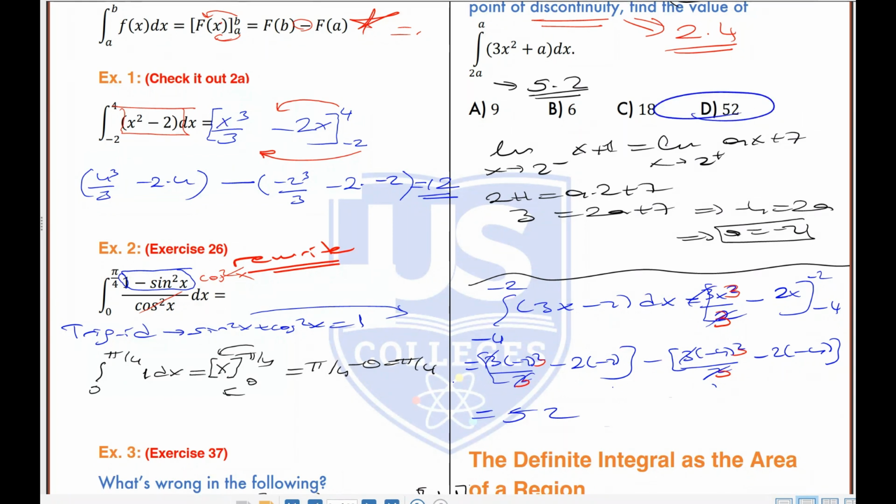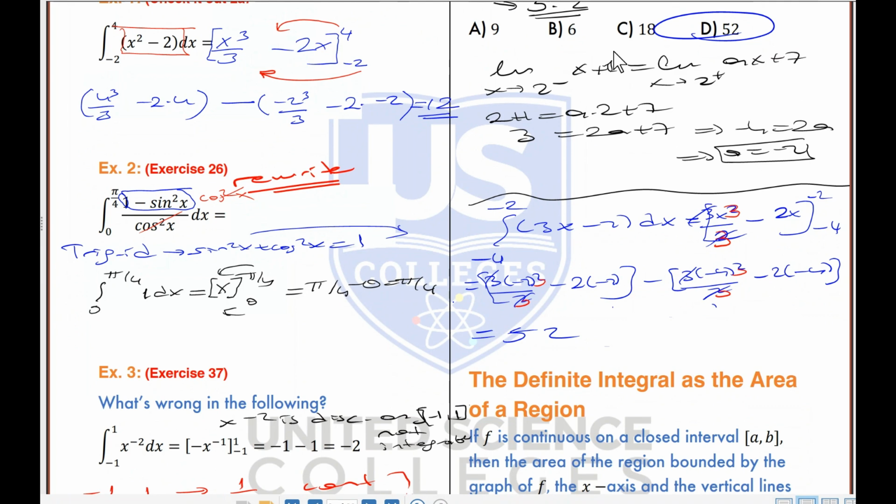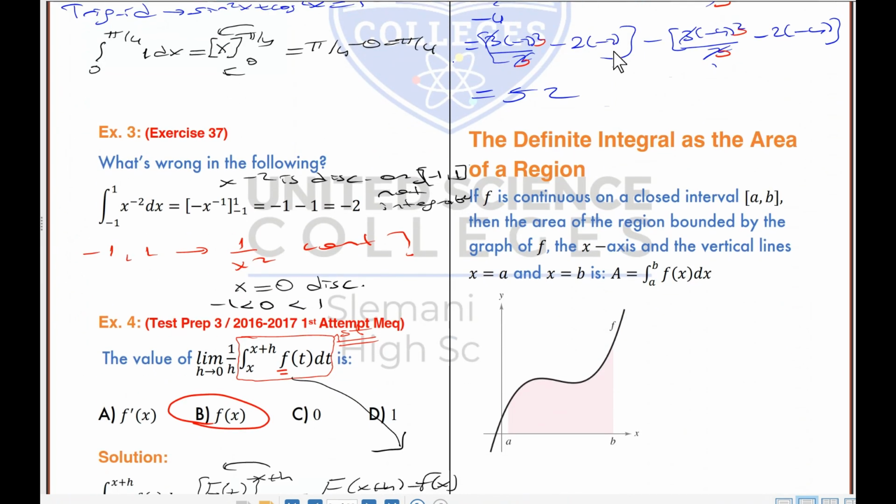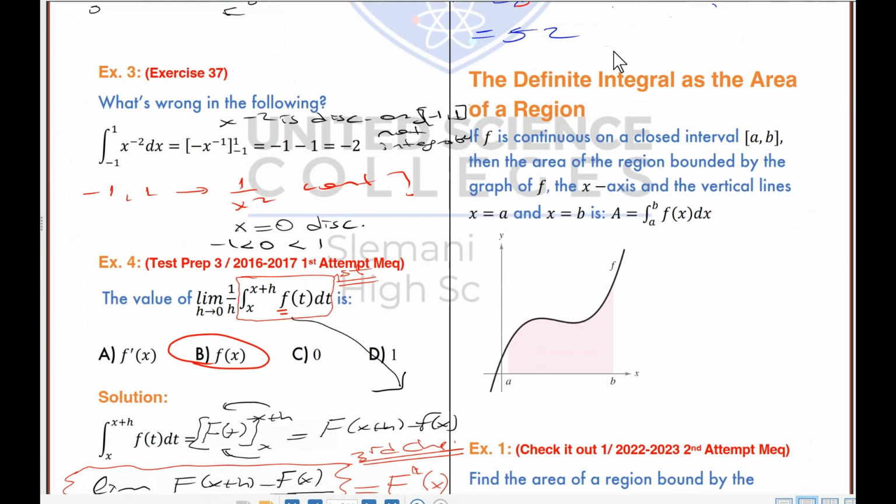Okay, I think that's enough for evaluating definite integrals. Now let's continue with the definite integral as the area of the region.